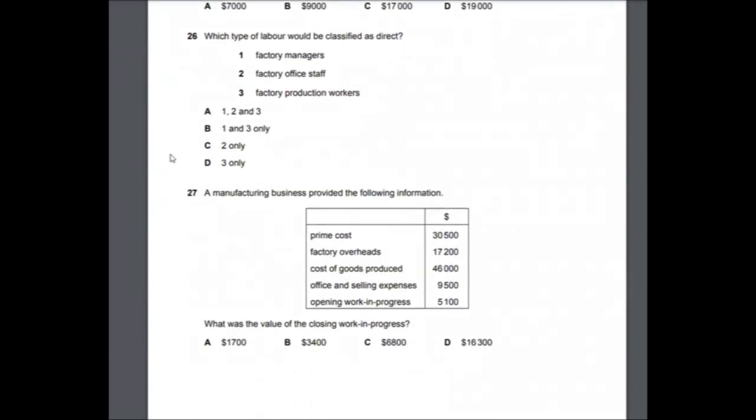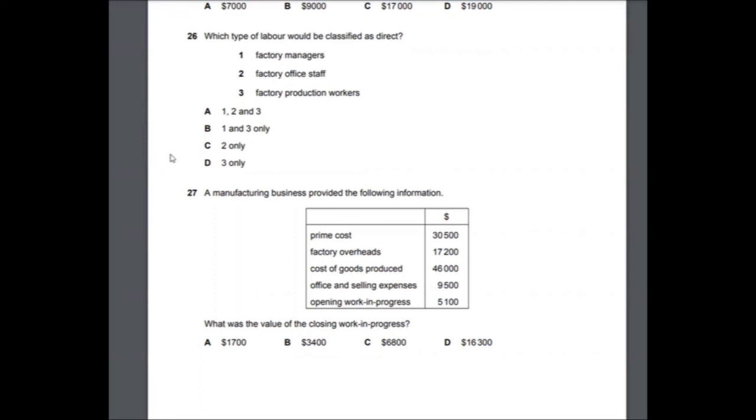Multiple choice 26. Which type of labor would be classified as direct? That would be factory production workers, right? So 3 only. Option D would be the correct answer to multiple choice 26.